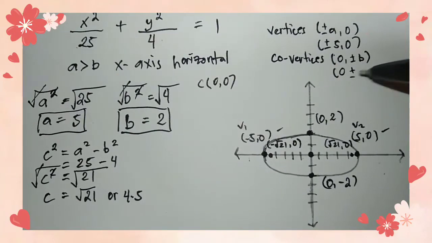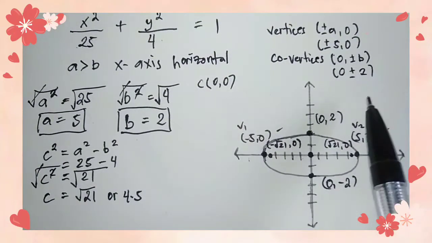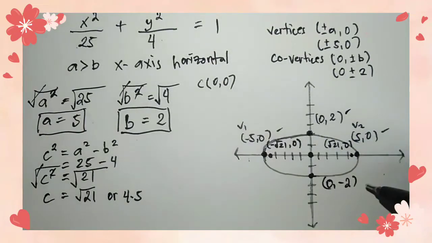And then, our formula for co-vertices, we have 0 and positive and negative b. Ang b natin is 2. So, tingnan natin. We have 0 and positive and negative 2. So, tama.